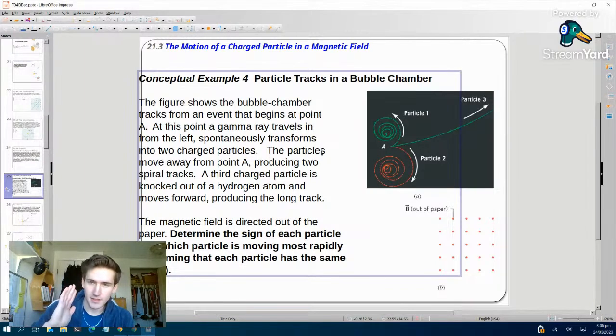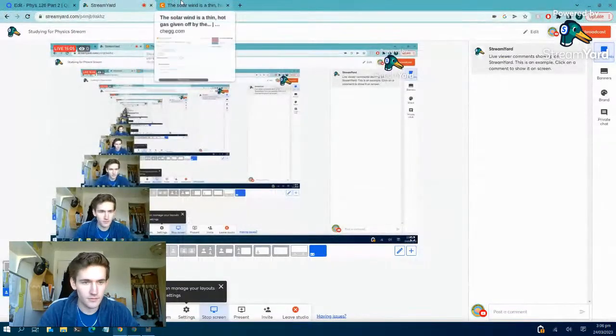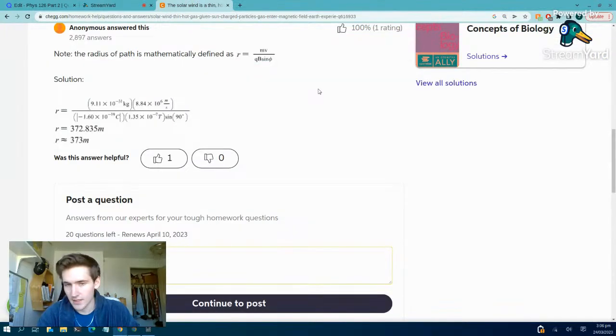Okay, that's right. So the first one goes upwards out of the page. So that means particle 1 has a negative charge, and particle 2 is positive. Particle 3 is neutral.